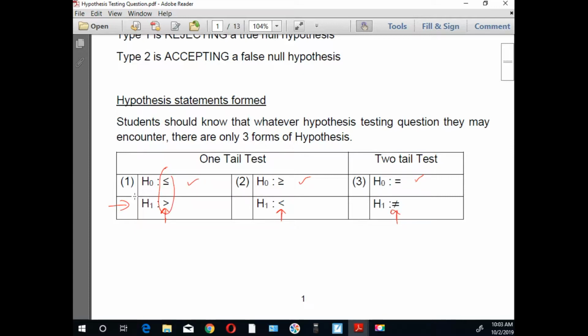It will always be these combined. So you cannot have a situation where it's less than or equal to and like that. It will be completely wrong. Similarly, you cannot have that and that. It will be completely wrong. So for all your tests, when you formulate the null hypothesis, there will only be three forms. That makes your life much easier even to formulate.